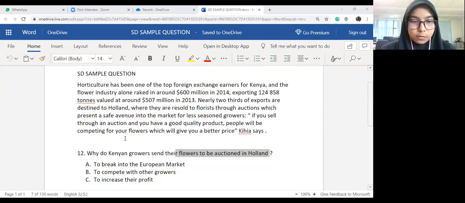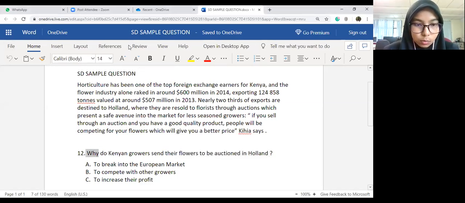So this is from a sample question from a reading test. Why do Kenyan growers send their flowers to be auctioned in Holland? Even though there is no word like because, this question is asked as a direct question. So firstly, we need to highlight the keywords or the main ideas. The keywords here are why and send their flowers to be auctioned in Holland.